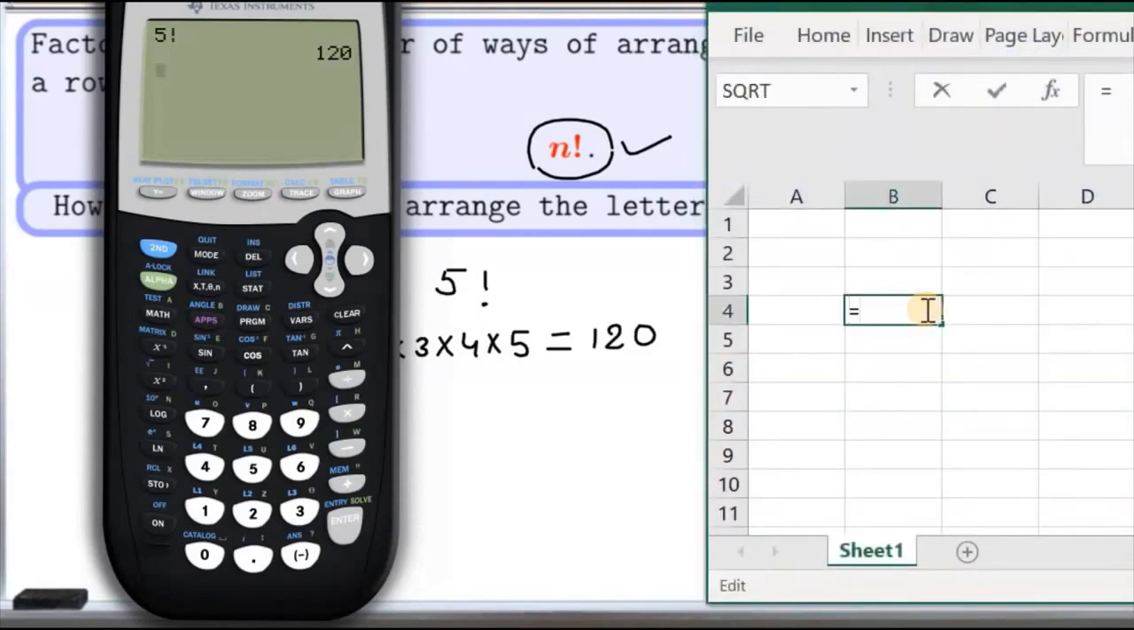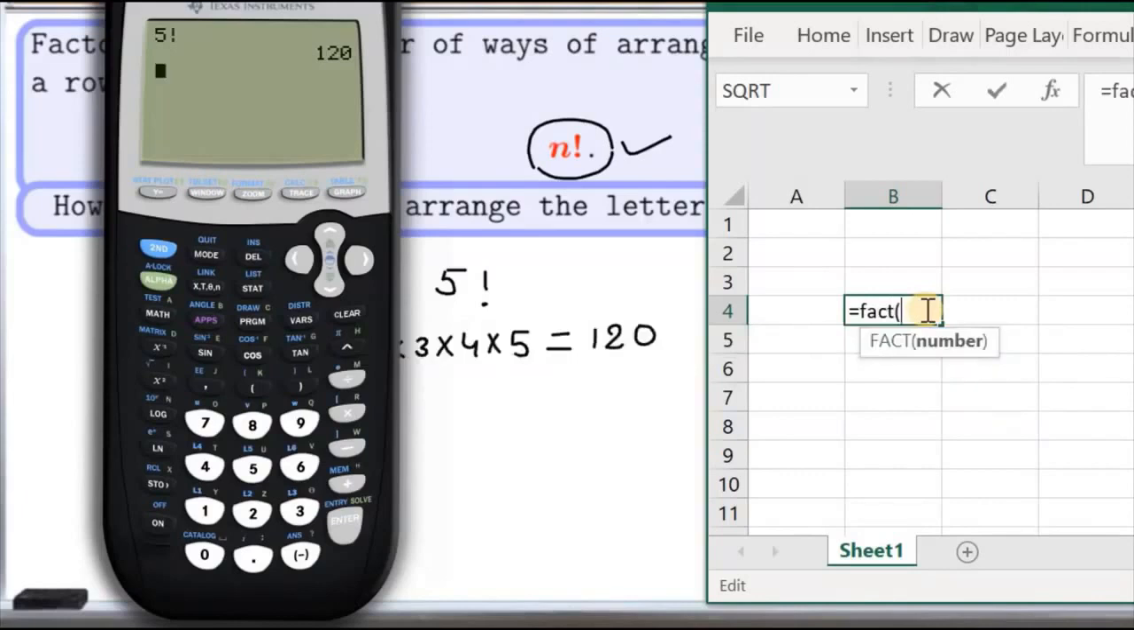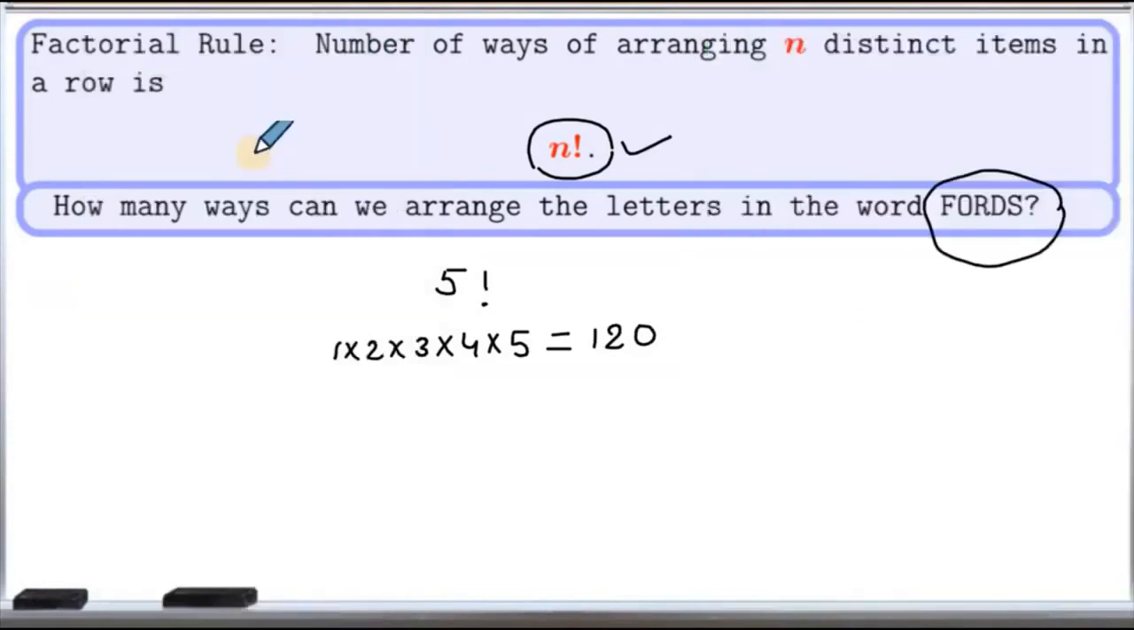Let me show you how to get the 5 factorial in Excel. First type equals, then type FACT, then put parentheses. Since we are trying to find 5 factorial, type 5 in there, then close your parentheses, then hit tab. So this gives us 5 factorial. Therefore, the total number of arrangements are 120.